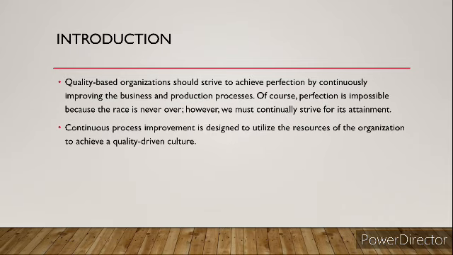Introduction. Quality-based organizations should strive to achieve perfection by continuously improving the business and production processes. Of course, perfection is impossible because the race is never over. However, we must continually strive for its attainment. Continuous process improvement is designed to utilize the resources of the organization to achieve a quality-driven culture.